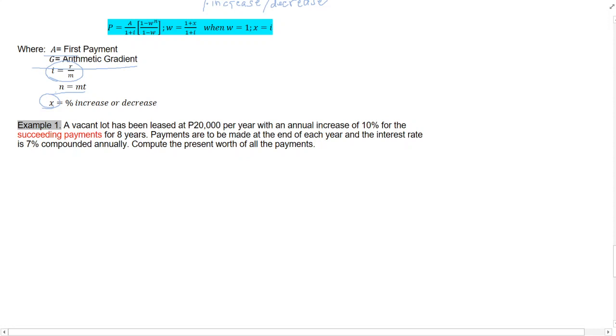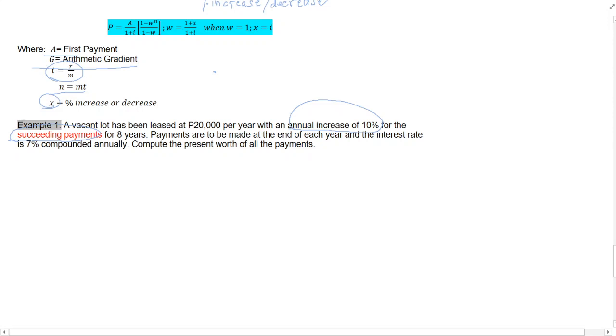Okay, so for example number 1, we have a vacant lot that has been leased at 20,000 per year with an annual increase of 10% for the succeeding payments. So we have here already the annual increase of 10%. That is already a geometric gradient. Those are your clues. And for this one, that is succeeding payments. This is also your clue, succeeding payments for 8 years.